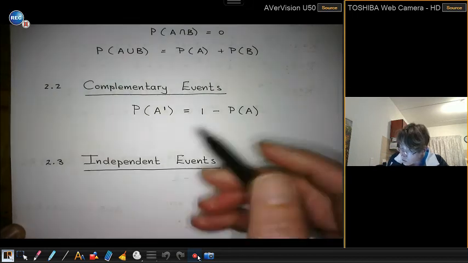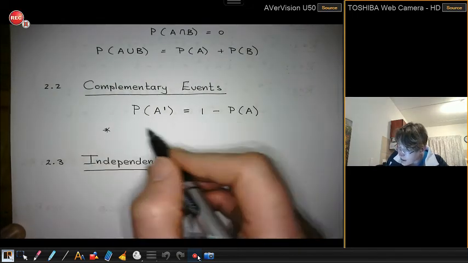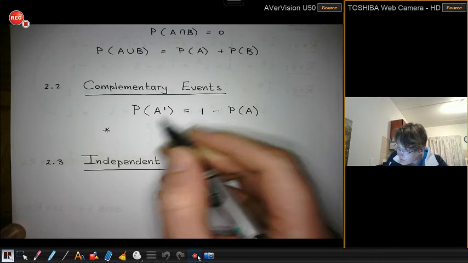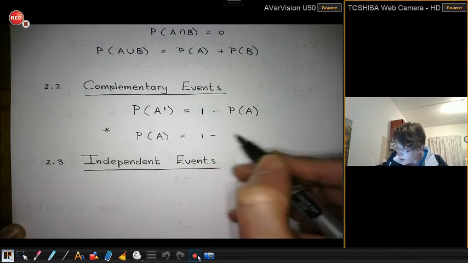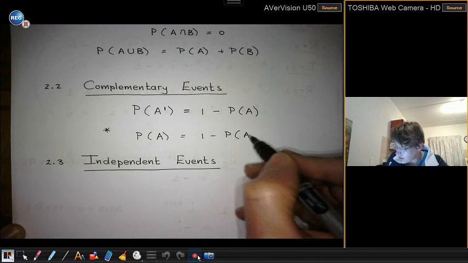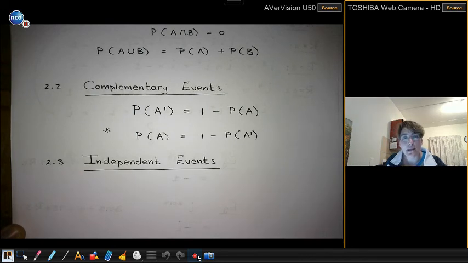And you can also rearrange it slightly if you want by saying that the probability of A will then be equal to 1 minus the probability of the complement of A. So it pretty much means exactly the same thing.